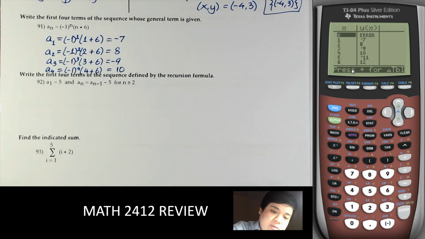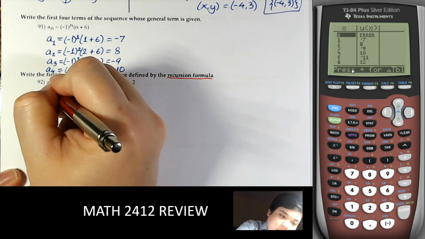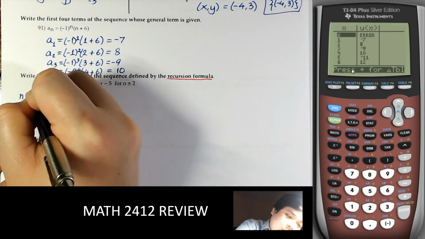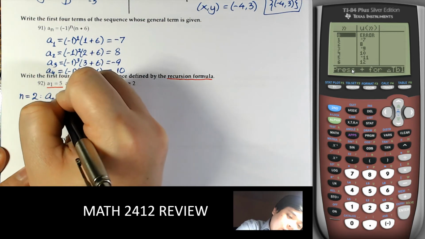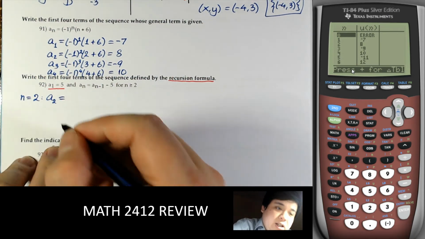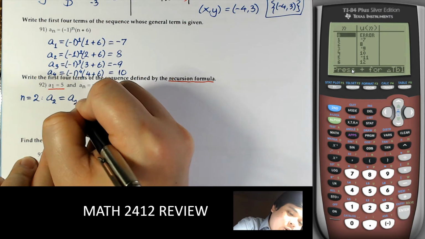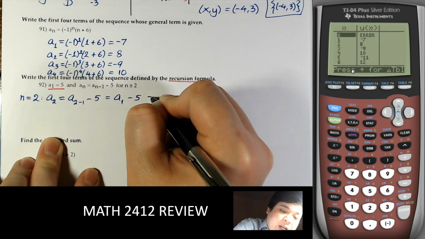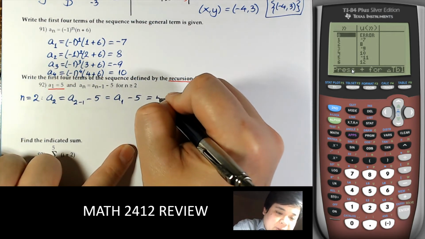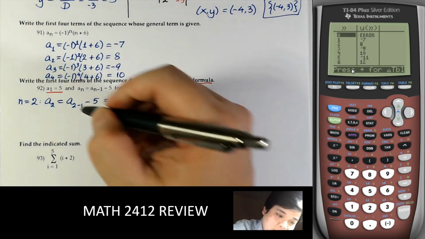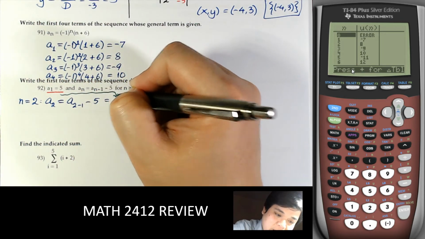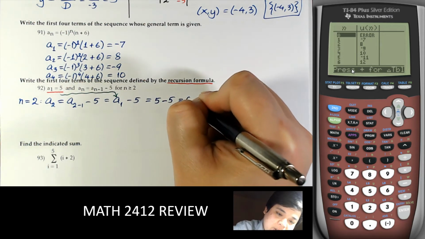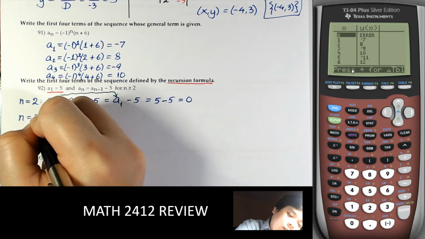This is the recursion formula. So the first term is given, so we have a1 already. Now to get a2, n is equal to 2. Now if we put 2 here and here, we will have 2 minus 1 minus 5. a2 is a1 minus 5, and a1 is 5. And substitute this into here, and we have 0.